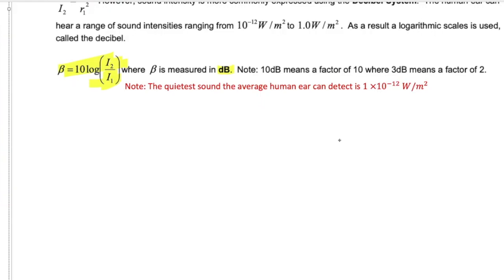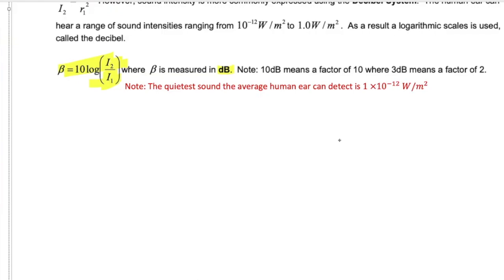And that's a very small amount. Remember, a billionth is times 10 to the negative 9. So this is a trillionth of a watt. This is the sound of like leaves rustling under a gentle wind in a forest. We're talking that level of quiet. So we can hear that as the quietest sound that we can detect.